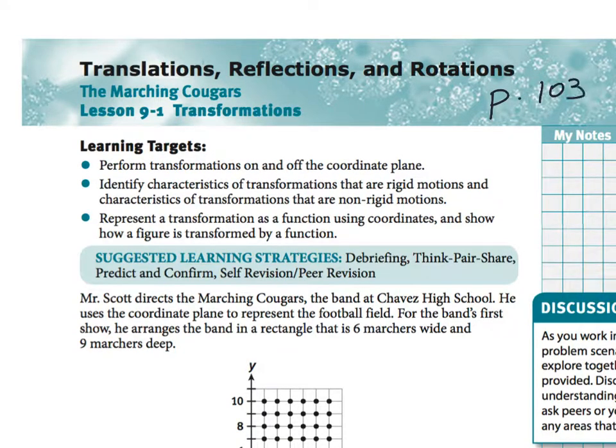I'd like you to take a minute and read the learning target. As you're reading that, you'll notice that we're going to be learning about transformations. We're also going to be looking at and identifying rigid motions and non-rigid motions. These are words that we need to learn what they mean. We will also represent transformation using coordinates. So these are 3 different targets that hopefully we can accomplish by the end of this video.